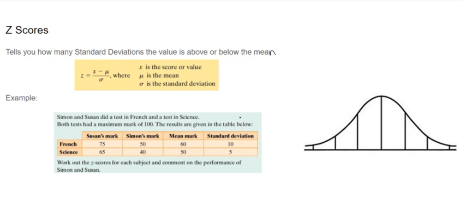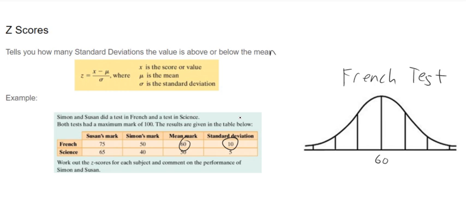So if I look down at the example, Simon and Susan did a French test and a science test. So we're just going to look at the French test first. And we just have a blank normal distribution here. We should know already that the mean always goes in the middle. So for the French test, the mean is 60. Now it says that the standard deviation is 10. So that just allows us to fill in.